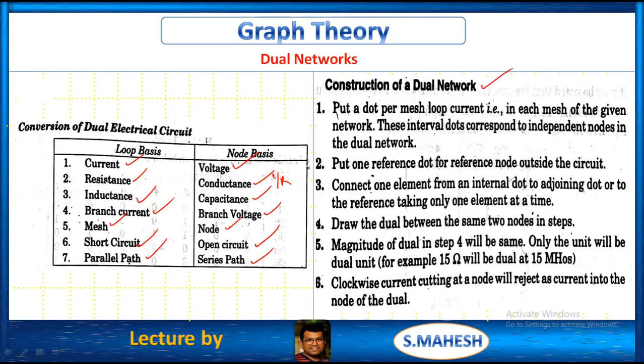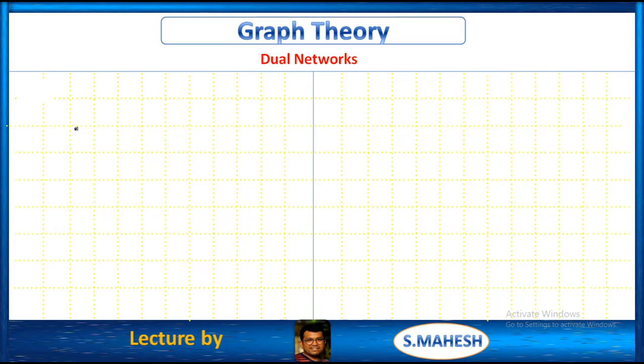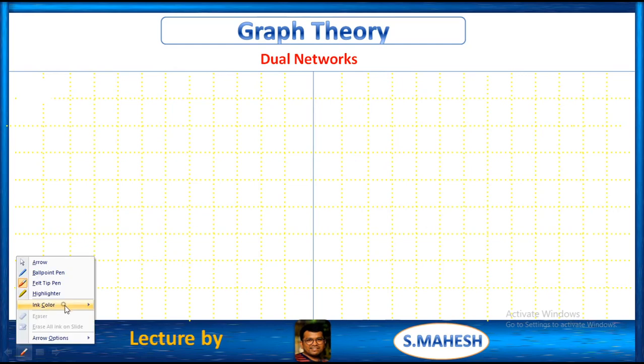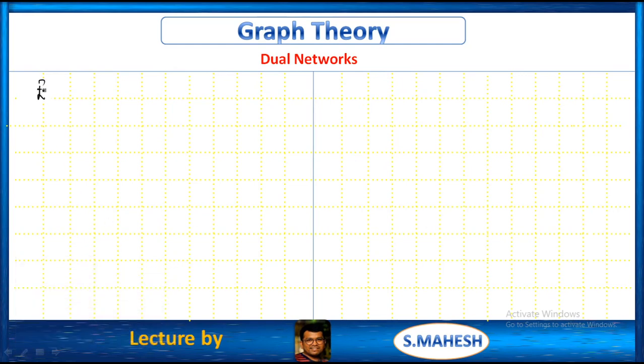So with one example, I will explain these construction rules. Okay, this concept is very much important. That too, a very easy concept. This graph theory itself is a very easy concept. Okay, let us take an example.